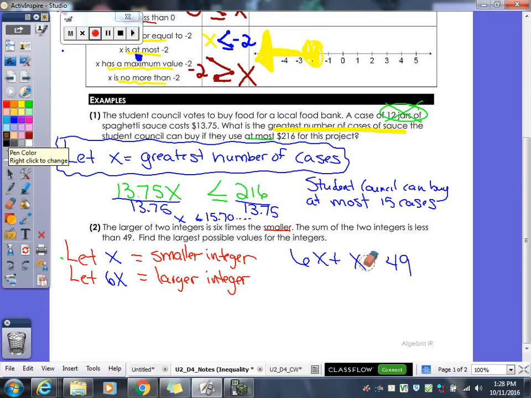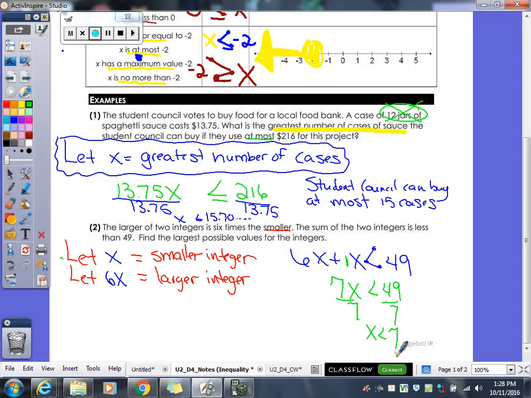Again, oops, 1 dot is less than 2 dots. Okay, now you can combine your like terms with 6x plus 1x. 6x plus 1x is 7x is less than 49. Divide by 7, x is less than 7.